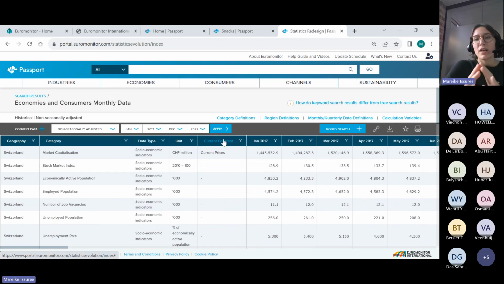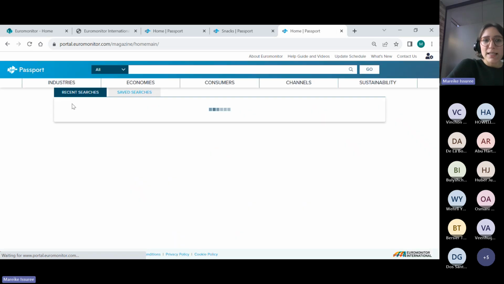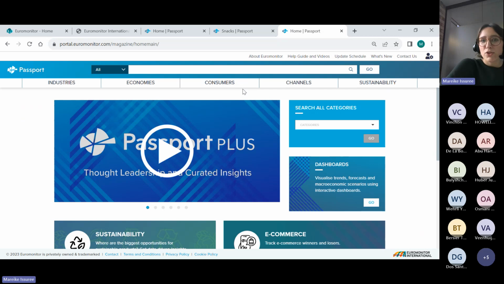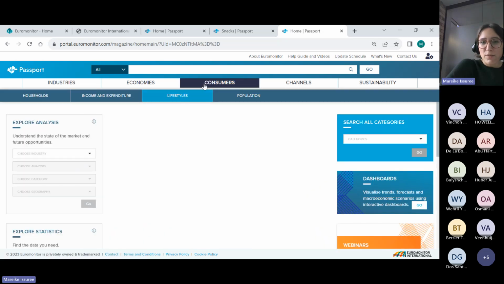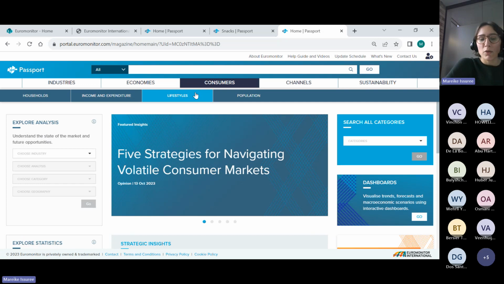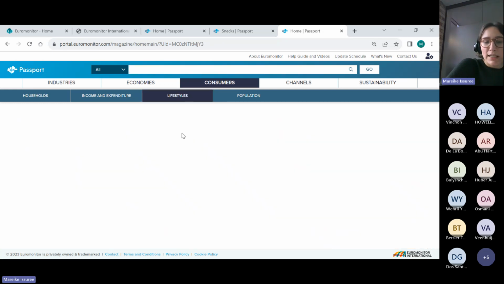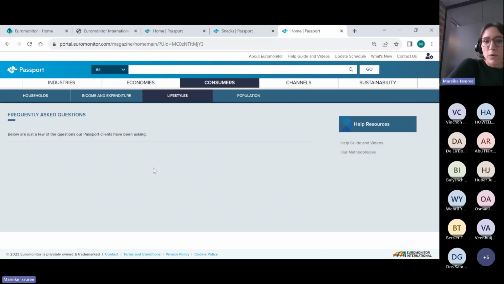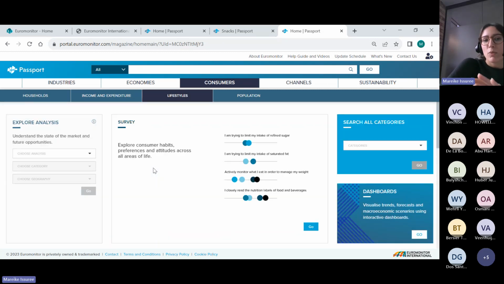Now there is just one area that I need to highlight separately, which is not visible in our search tree that we looked at earlier. And this area that's not visible in the search tree is called lifestyles. So the way you would be able to retrieve lifestyle information is by either typing in relevant terms in our keyword search or by directly going into the lifestyle section. Here is where you can find megatrend reports, reports about consumer preferences, reports about consumer lifestyles and attitudes.